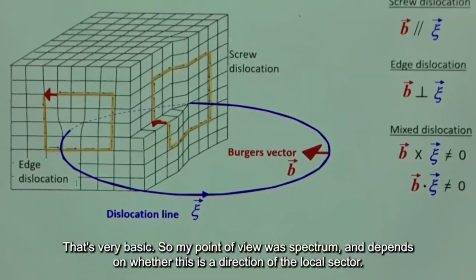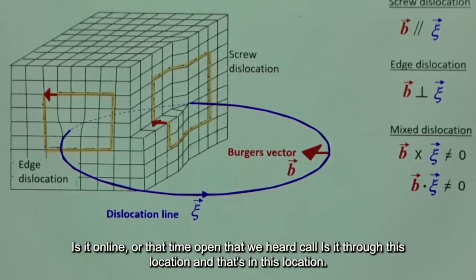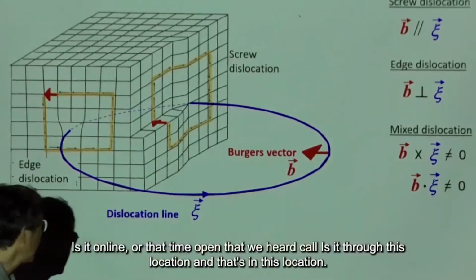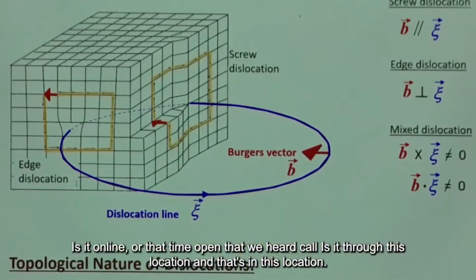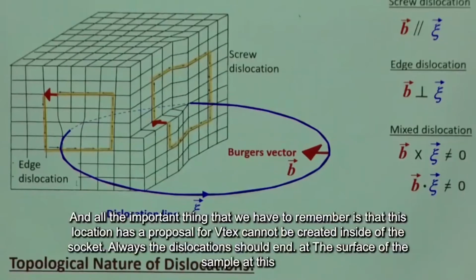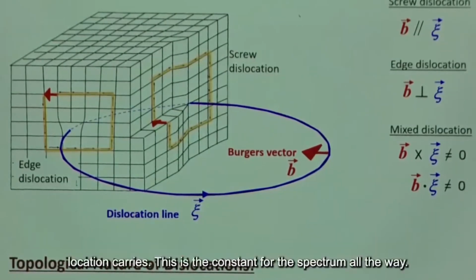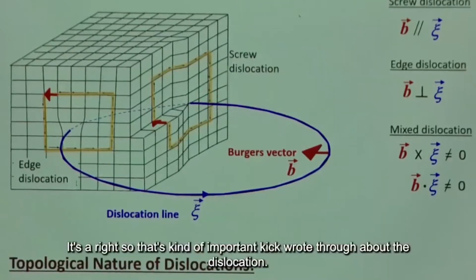Often we can call these screw dislocations, edge dislocations, or mixed dislocations, and there's a language we can just utilize. Another important thing to remember is that a dislocation, as a topological defect, cannot be created or annihilated inside of the solid. Dislocations should always end at the surface of the sample. And a dislocation carries a constant Burgers vector all the way along the dislocation line. Right, so that's kind of important.